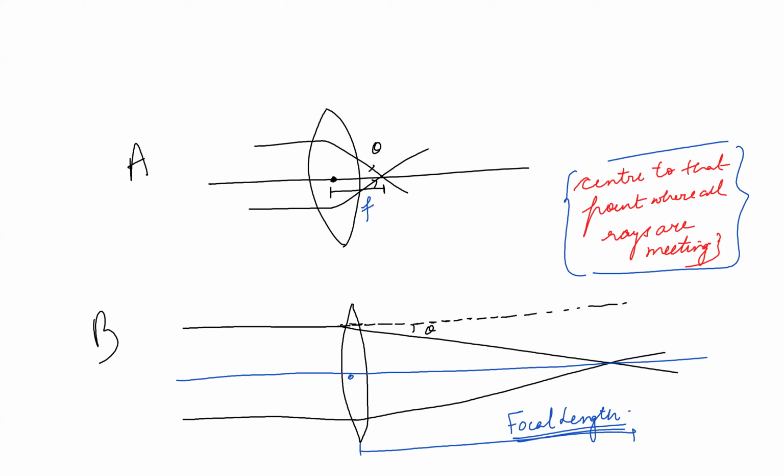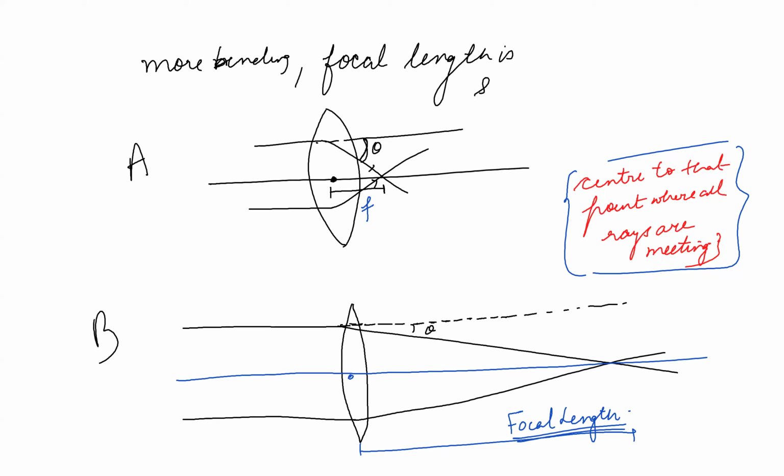So in case B, do you see more bending, or in case A, where there's more angle? In case A there is more bending. Where there is more bending, the focal length is smaller.